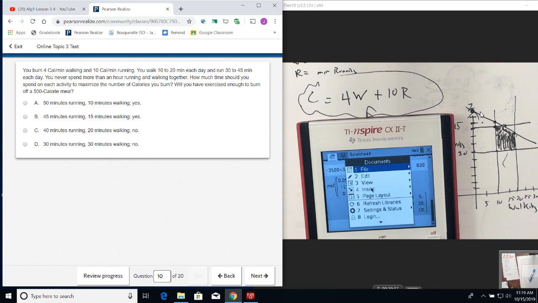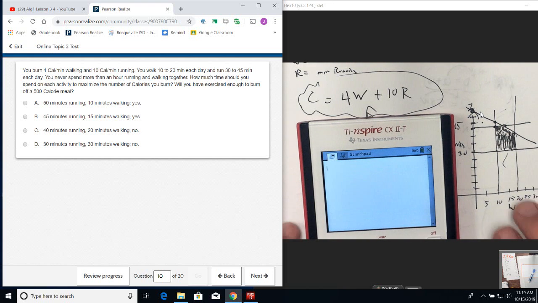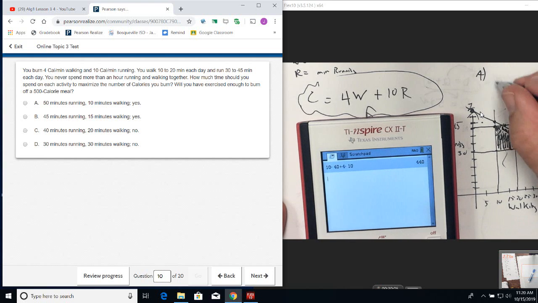I'm going to go to Doc B so you see a clean page, and then enter the first one. If I spent 40 minutes running, that would be 10 times what? 40. The time running is 10 calories per each minute, plus 10 minutes walking at 4 calories per each of those minutes, so it would be 4 times 10. How many calories did I burn there? 440. So right now, A, I can burn 440 calories.